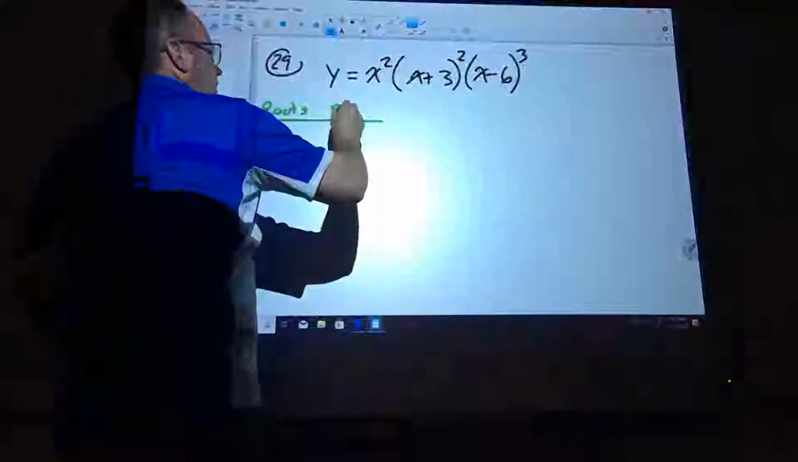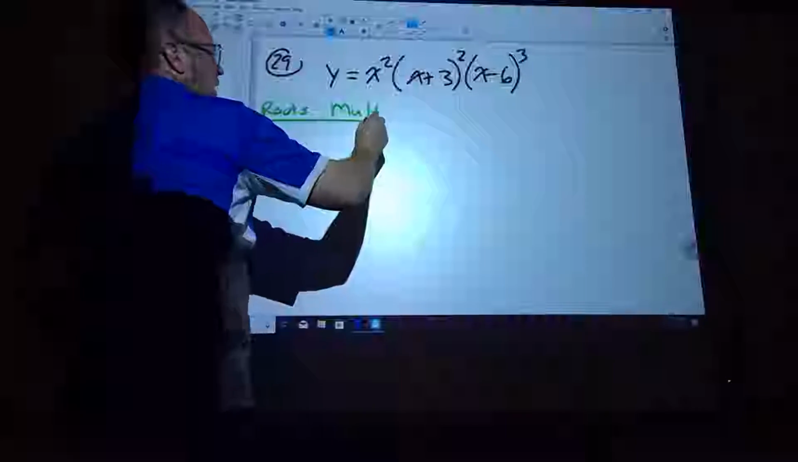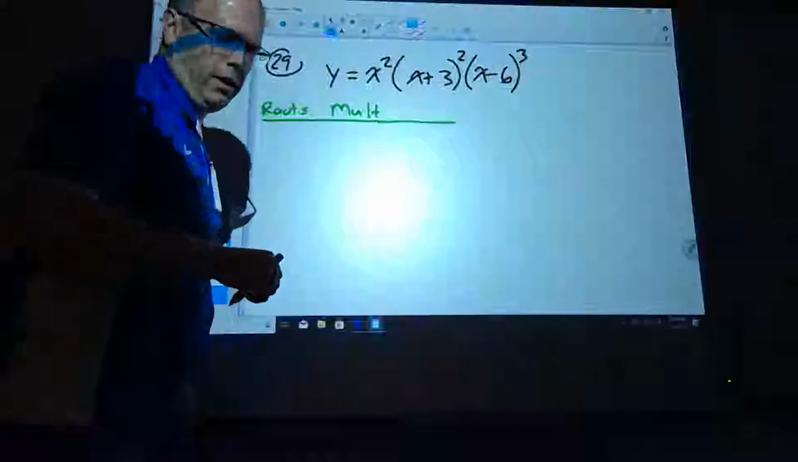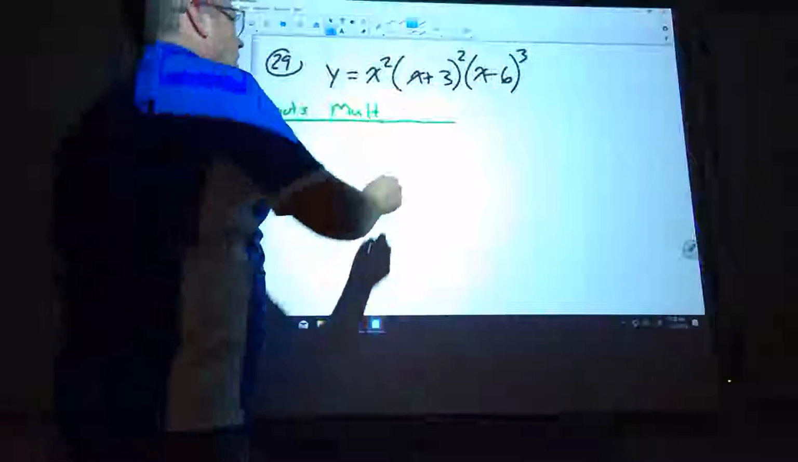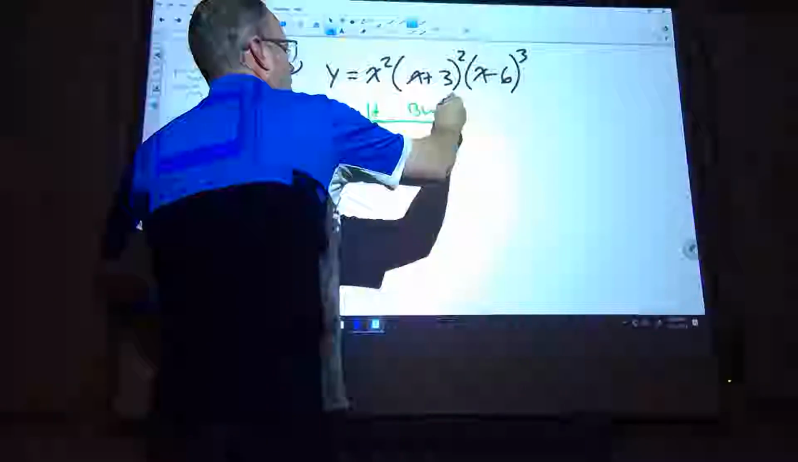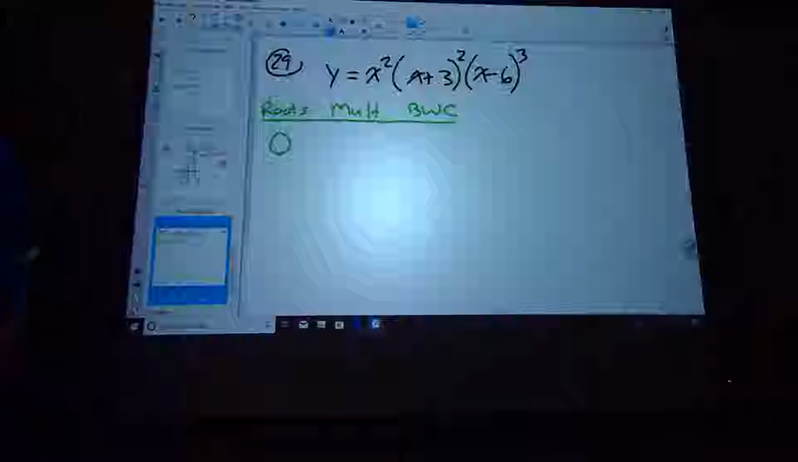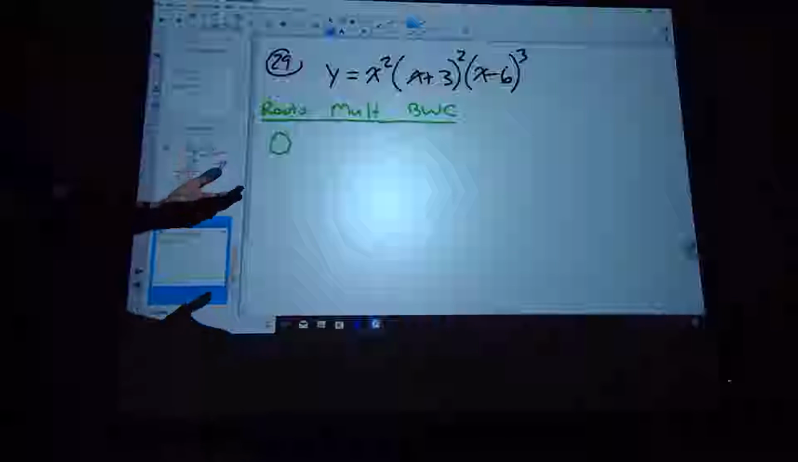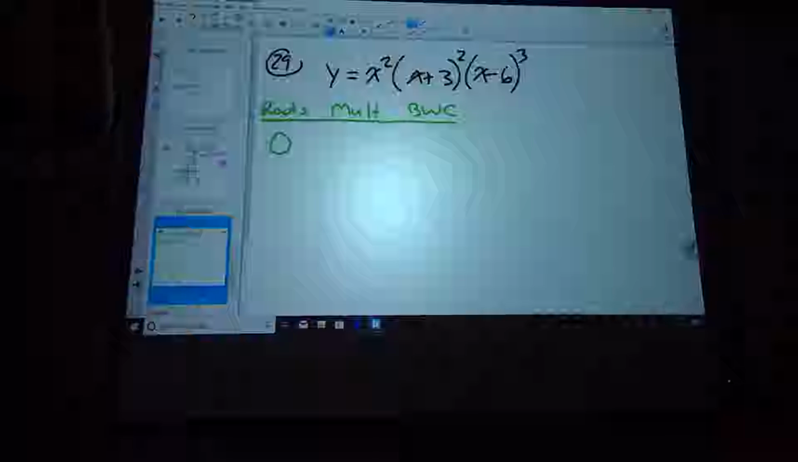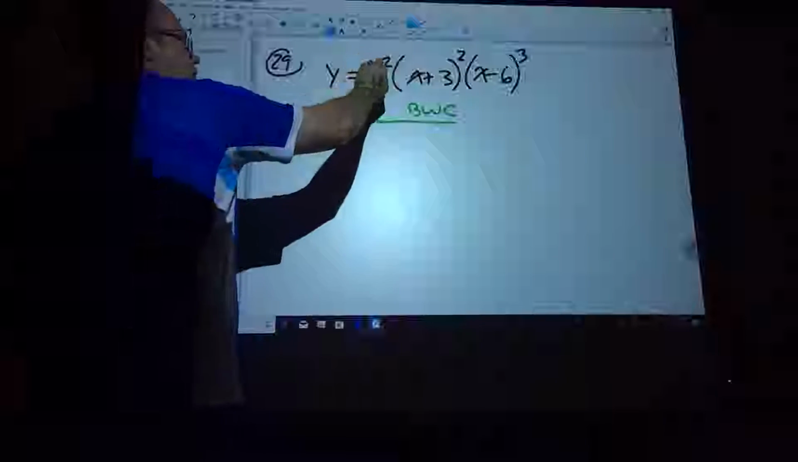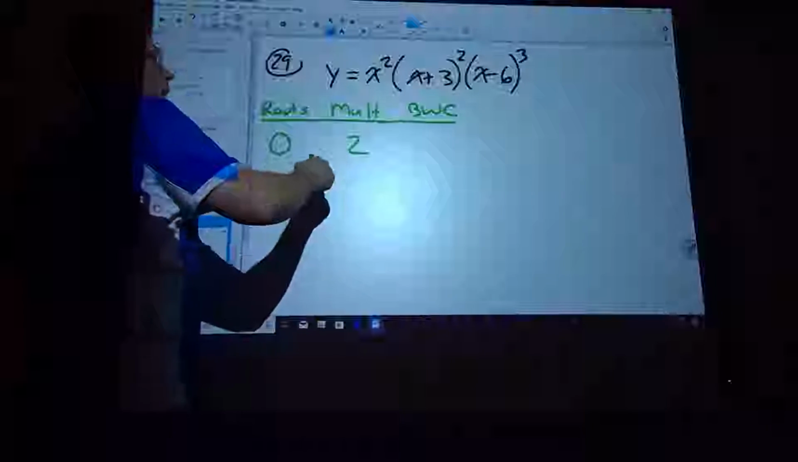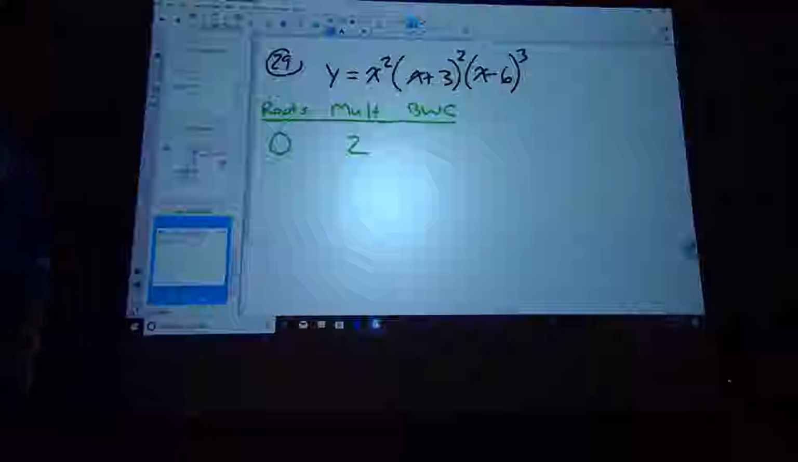And I'm actually going to change something that they're going to call multiplicity. It's totally easy to do, don't worry. And then, does it bounce, wiggle, or cross? Okay, so I have a root here of 0. So what's the multiplicity of x squared? 2. It's to the second power. So you're just listing the exponent. And then, does that bounce, wiggle, or cross?